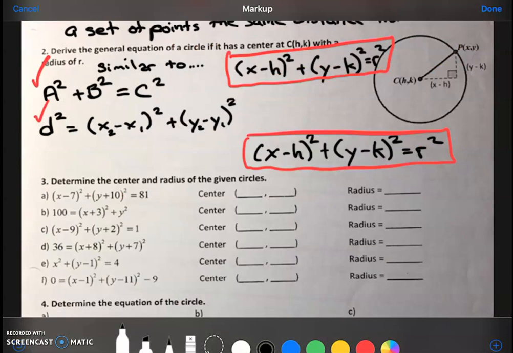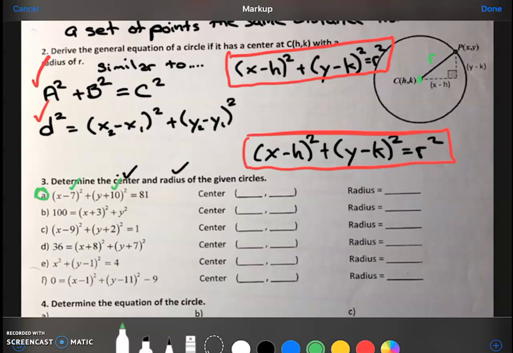Okay, this is how you do section 3 here. It says determine the center and the radius of the given circle. Anytime you have a circle, there are basically two main things you need to worry about: where is the center, and how big is the radius? If you're given the equation like in number 3a, you can figure out what the center is. It has to do with this 7 and this 10 here.